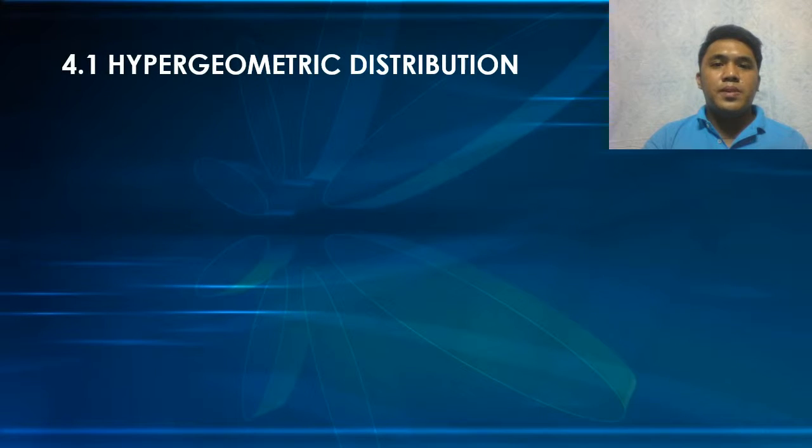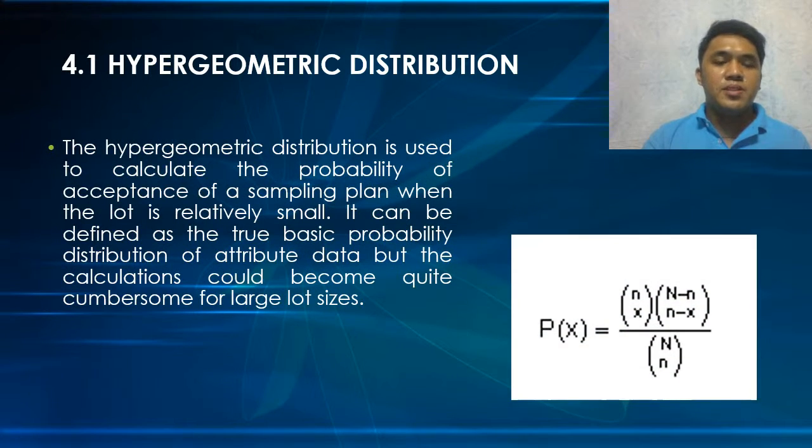There are three probability distributions that may be used to find the probability of acceptance. First is the hypergeometric distribution. The hypergeometric distribution is used to calculate the probability of acceptance of a sampling plan when the lot is relatively small. It can be defined as a true basic probability distribution of attribute data, but the calculations could become quite cumbersome for large lot sizes. On the right side shows the formula for the hypergeometric distribution.